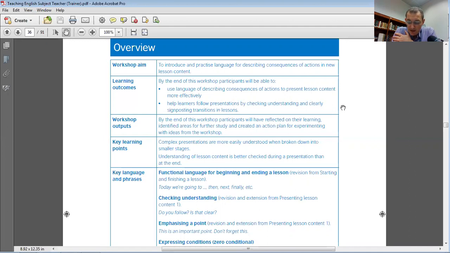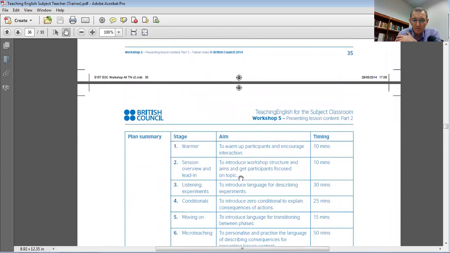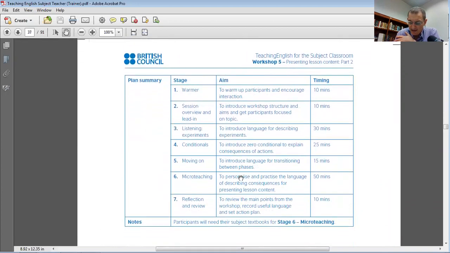Then the session overview and lead in, and this will consist of a group discussion of questions about textbooks that teachers use. So it could be quite a lively discussion. Give them just 10 minutes for that. And remember, if you're going to have a full class or a plenary discussion, keep it as short as possible, because it can eat up an awful lot of time.